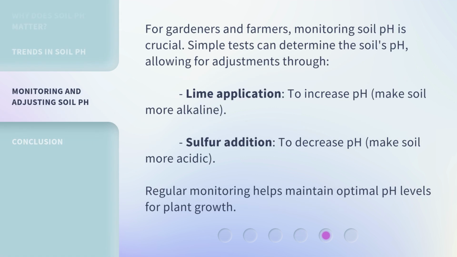For gardeners and farmers, monitoring soil pH is crucial. Simple tests can determine the soil's pH, allowing for adjustments through lime application to increase pH and make soil more alkaline, or sulfur addition to decrease pH and make soil more acidic. Regular monitoring helps maintain optimal pH levels for plant growth.